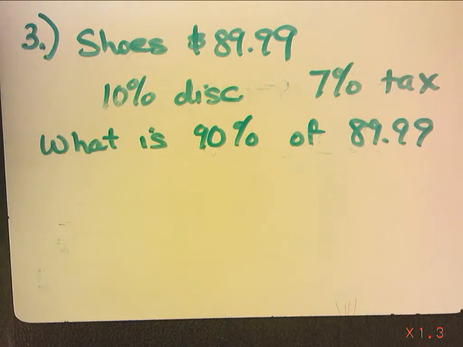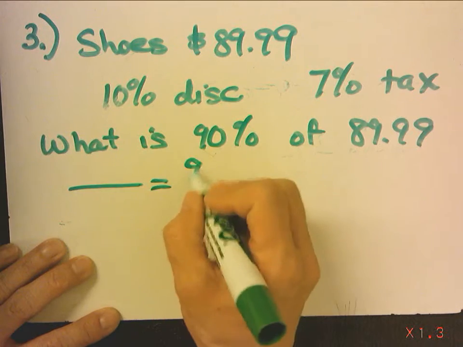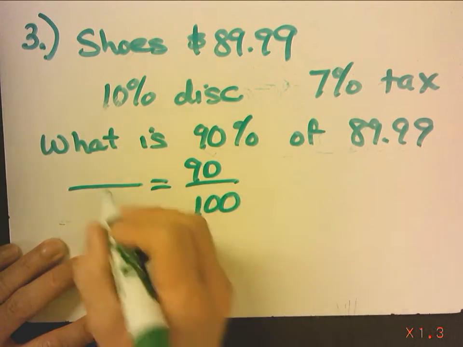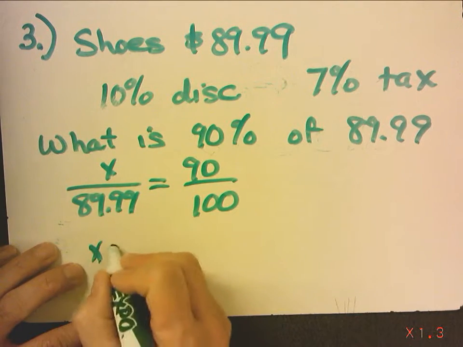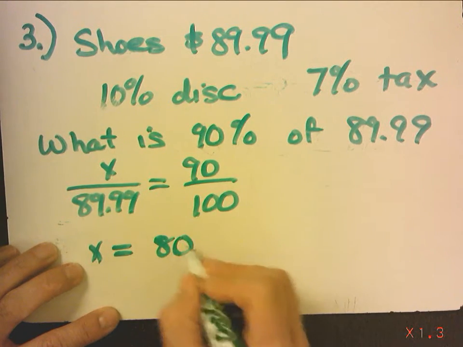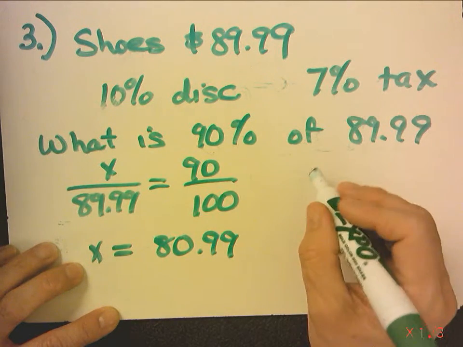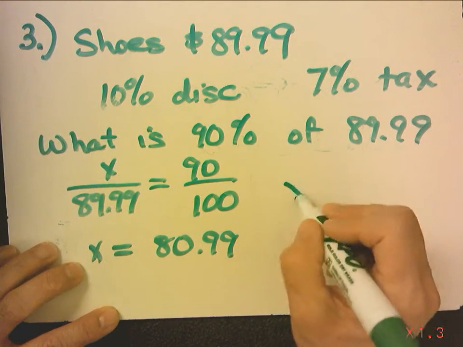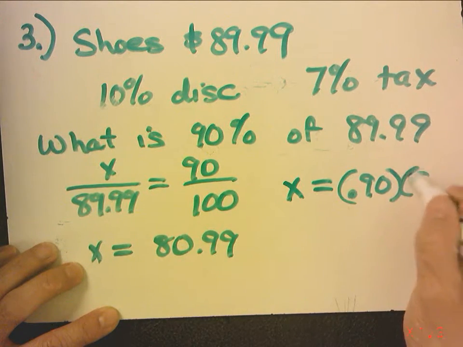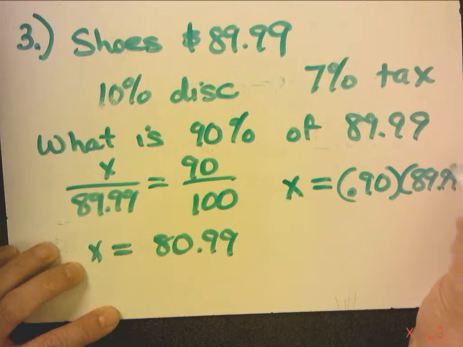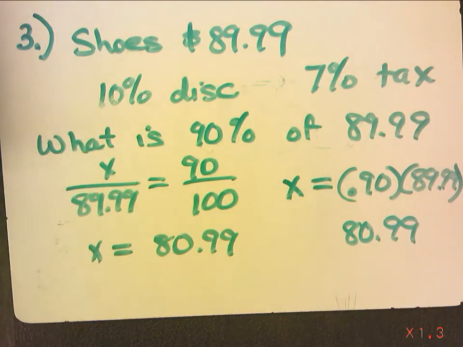And if I do that, my proportion would be 90 over 100 equals X over $89.99. And then without subtracting, I get an answer of $80.99. Or I could say X equals 0.90 times $89.99. And I get my answer of $80.99.